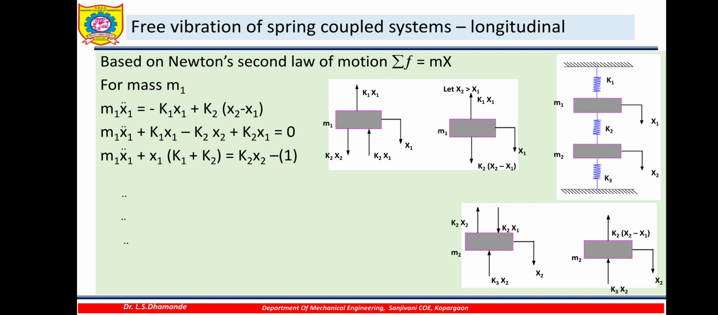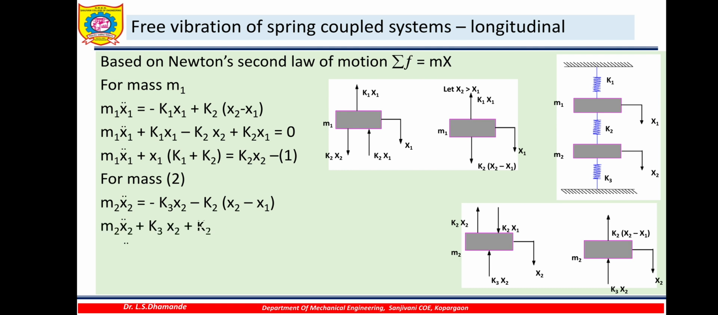Now we'll see the free body diagram of mass M2, and for mass M2 we'll write the inertia force equal to the sum of external forces acting on it. There are two forces acting on this mass at this moment, that is K2 into (X2 minus X1) and K3 into X2. So the inertia force M2 into X2 double dot is equal to minus K3 X2 minus K2 into (X2 minus X1). Again I will try to simplify this by multiplying K2 with (X2 minus X1).